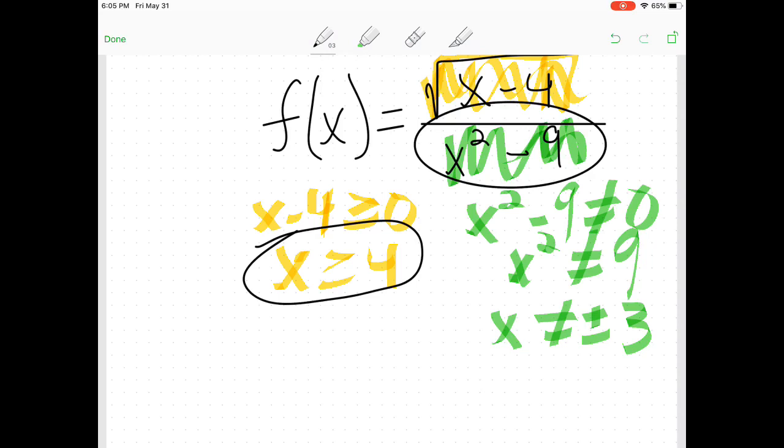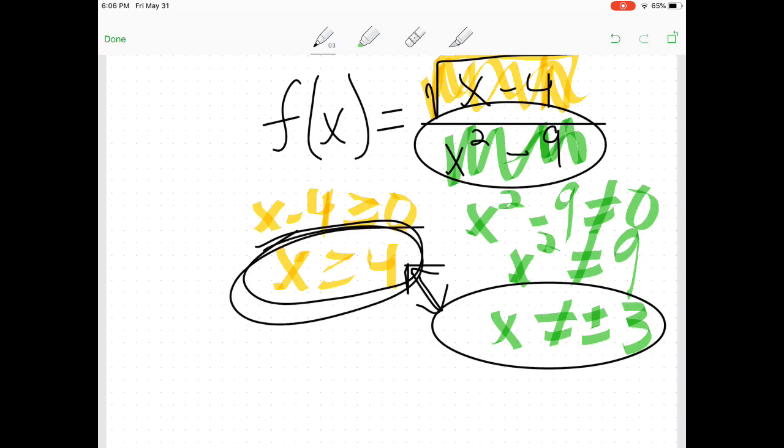Well, with this problem, we know these both have to be true. Okay, so I somehow need to create an interval that combines the both of them. So let's start with this one here that says x has to be greater than or equal to 4. Well, that's just going to be 4 inclusive, right? I want to include, use a bracket because it's greater than or equal to. And we're going all the way up to infinity.